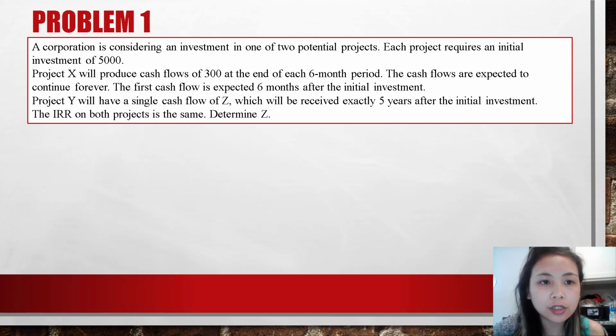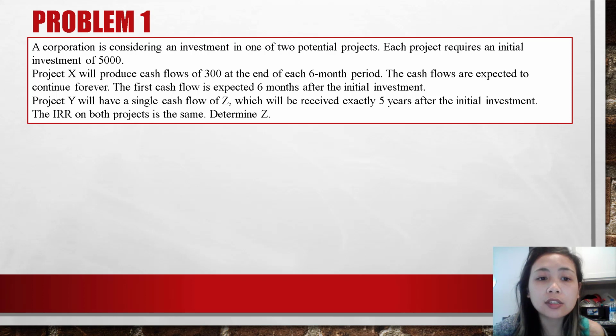A corporation is considering an investment in one of two potential projects. Each project requires an initial investment of $5,000. Project X will produce cash flows of $300 at the end of every 6-month period. The cash flows are expected to continue forever. The first cash flow is expected 6 months after the initial investment.